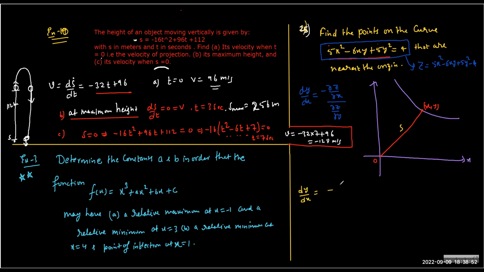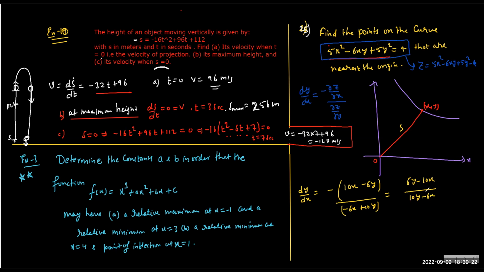This is nice. Anyway, so let's do the first task, dy by dx. If I differentiate with respect to x, what will happen? I'll get 10x minus 6y. That's it. And if I differentiate with y, what will I get? Tell me, guys. Minus 6x plus 10y. All right, so what I'm getting is 6y minus 10x upon 10y minus 6x.